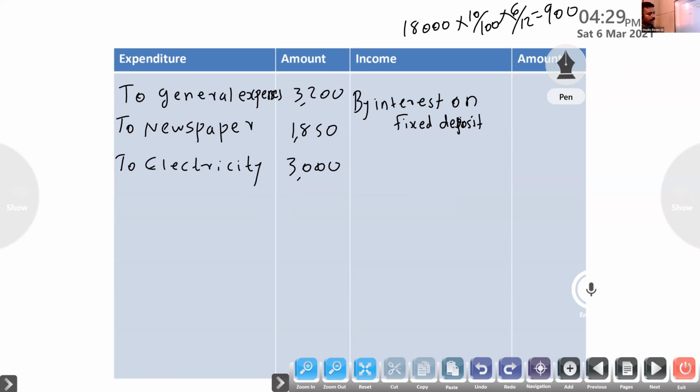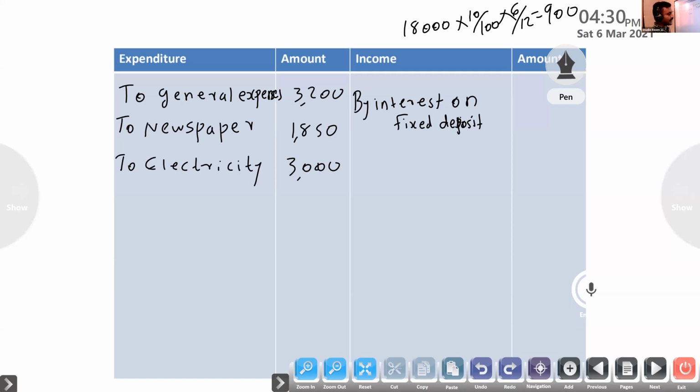Okay. So Shubham, understand? 18,000 into 10 percentage into deposit to maturity date. Maturity date, sorry. It's not a bill of exchange. Balance sheet date. Okay. So we will get 900.